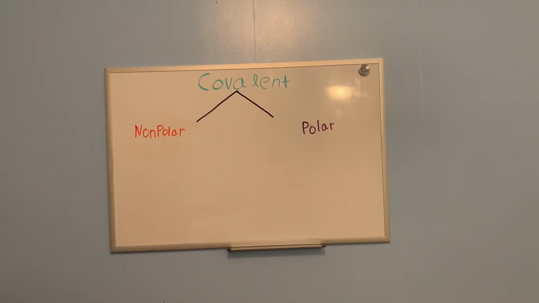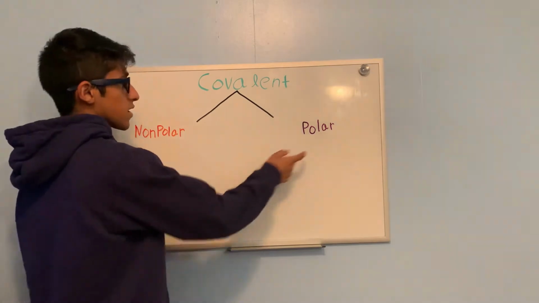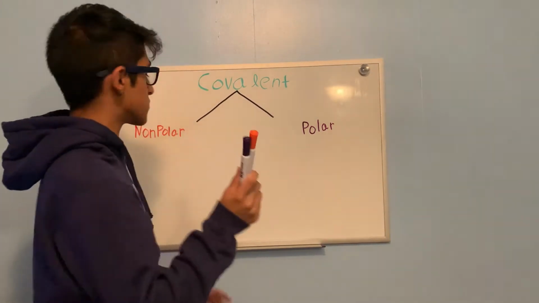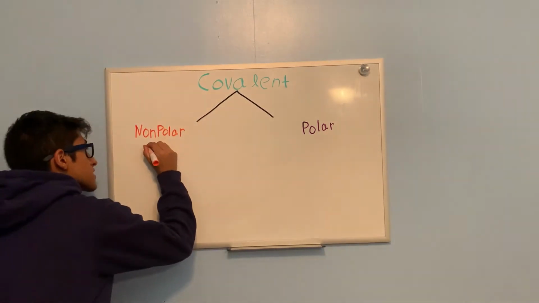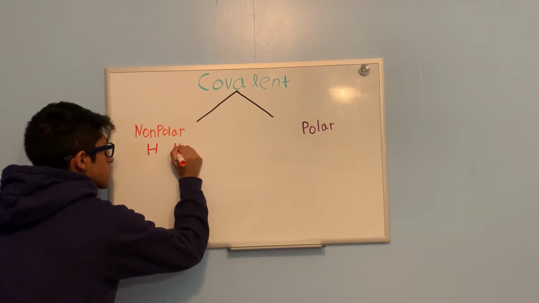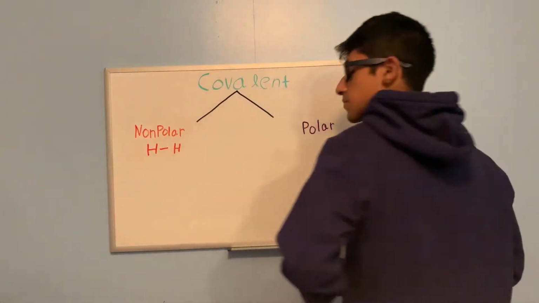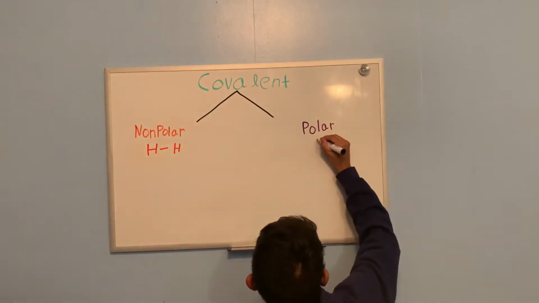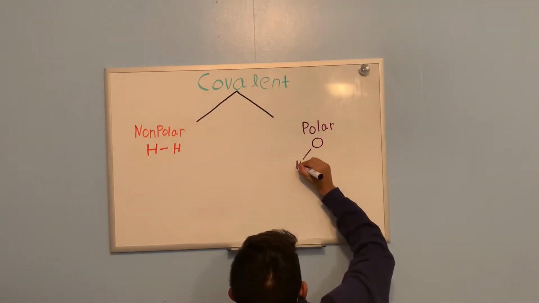From previous episodes, we know that covalent bonding has two types, nonpolar and polar. And to show the differences between the two, we're going to use some examples. So for nonpolar, we're going to use the example that we used in the last episode of H2, which is usually hydrogen gas. We're going to draw it like that. And for the polar example, we're going to use an example that you're probably familiar with of H2O.